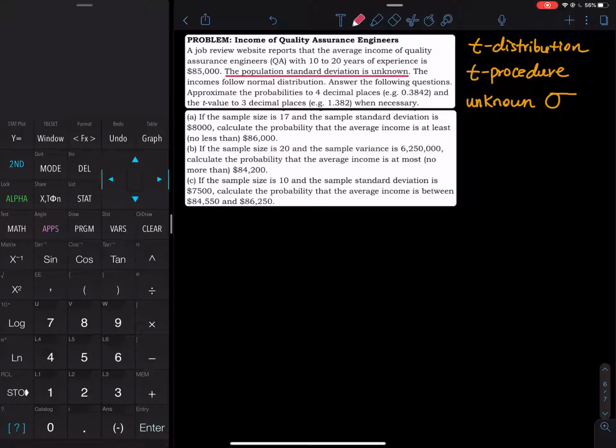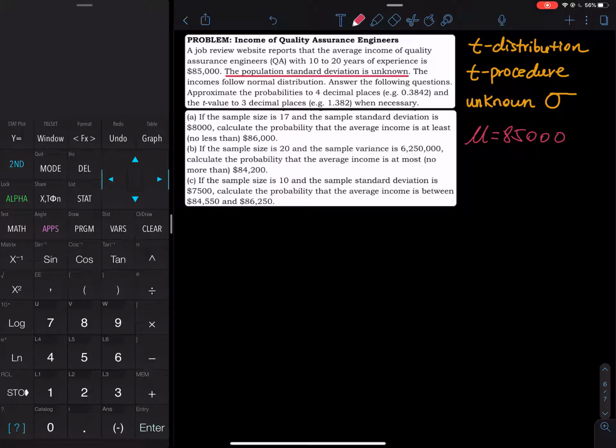I don't care how small or how big the sample is. As long as you don't know sigma, you use t-distribution. Sample size, I don't really care. The incomes follow a normal distribution, and in each problem, they have a different n and sample standard deviation for you. So they have mu equals $85,000, and the standard deviation and sample size are different in each problem.